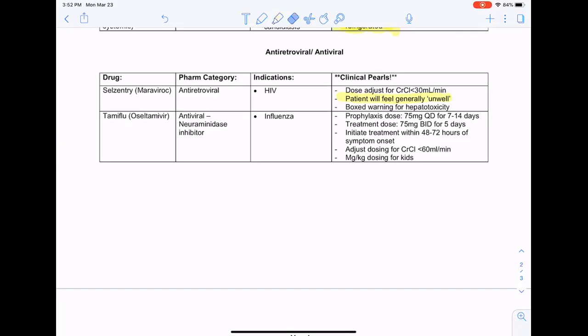All right, and then it also has a box warning. So like I said, the box warnings are really important to know. So this one has a box warning for, that's my eraser, hang on. Has a box warning for hepatotoxicity. So hepatotoxicity is toxicity of the liver. So know that one for this medication.